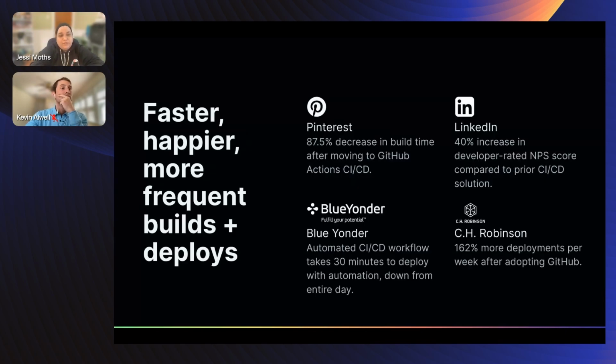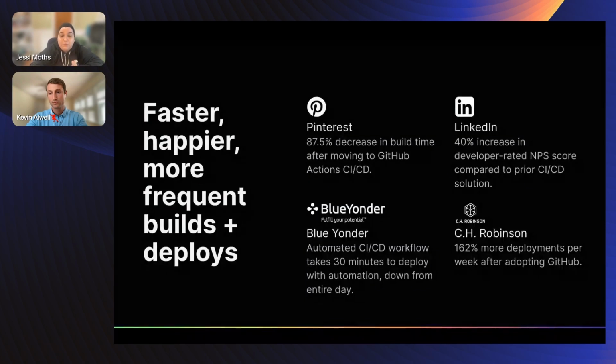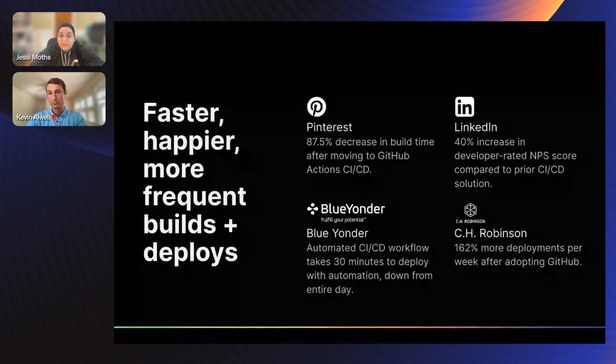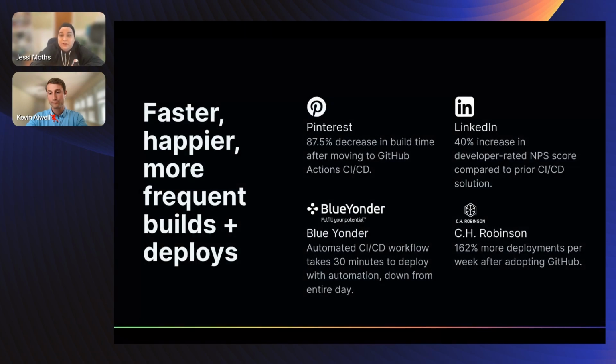We then want to move into having built-in deploys happen, right? You get your onboarding going, you get your developers running, and now we want to make sure that they are able to frequently deploy in a nice way that makes them happy. So Pinterest saw an 87.5% decrease in build time, moving to CI/CD with GitHub Actions. Similarly with LinkedIn, their developers started rating their processes for CI/CD with a 40% increase in that NPS score, moving to using GitHub for those processes.